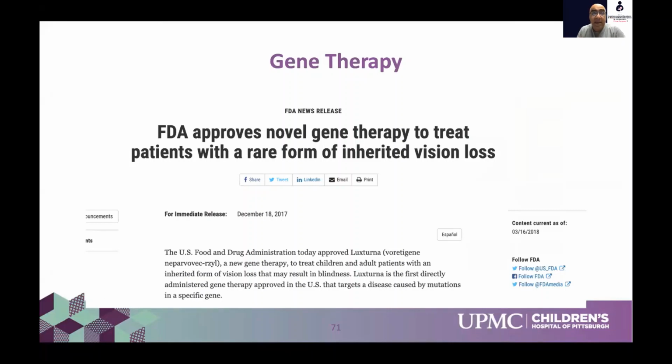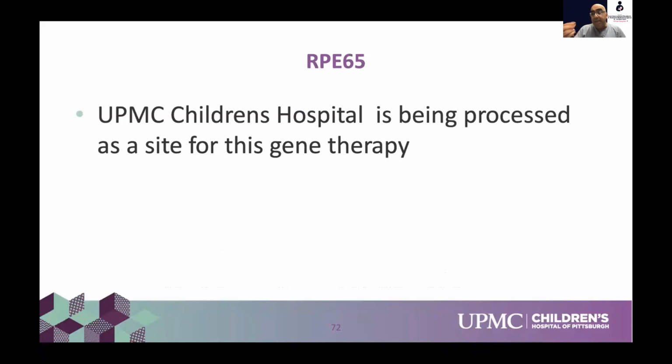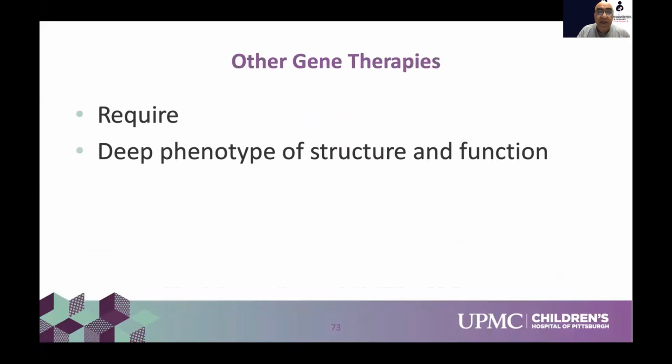So in the last couple of minutes, gene therapy is here. FDA approves the first novel gene therapy to treat patients with a rare form of inherited vision loss. It's RPE65, Leber's congenital amaurosis. UPMC Children's is being processed as a site for this gene therapy.